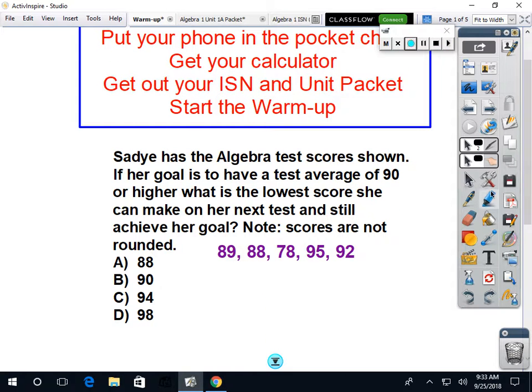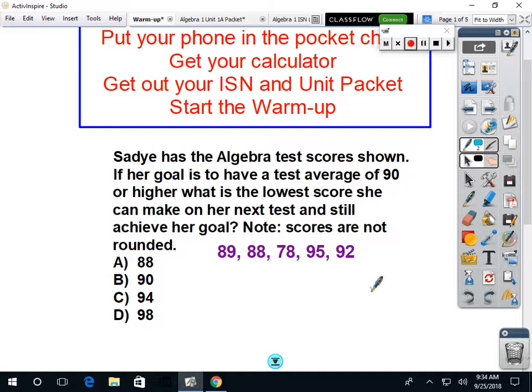Okay, Sadie has the algebra test score shown. If her goal is to have a test average of 90 or higher, what is the lowest score she can make on her next test and still achieve her goal? Scores are not rounded. Okay, well the first thing that I did was I went ahead and checked to see what her current average is with those 5 scores.